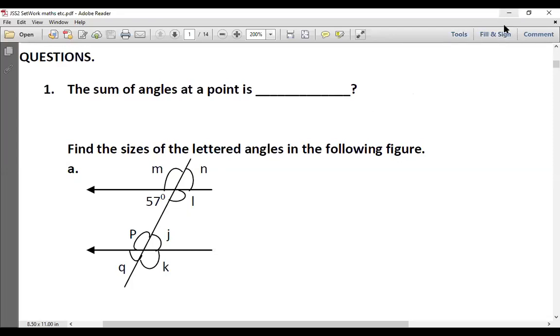Okay, let me unmute to hear from you guys, one after the other. Hello, Moyo. Yes, sir. How are you? Fine, thank you, sir. Okay, can you see my screen now? Tell me, just read out what you're seeing now, for me to be sure you're seeing this. The sum of angles at a point is dash. Find the sizes of the lettered angles in the following figure.